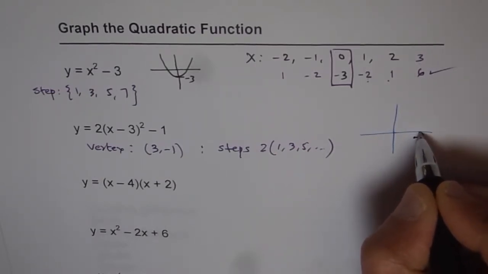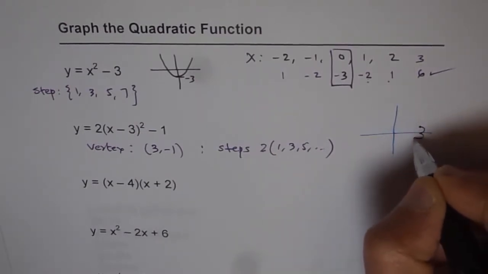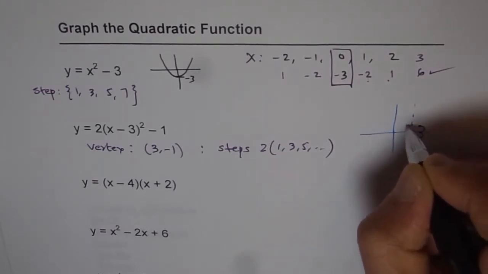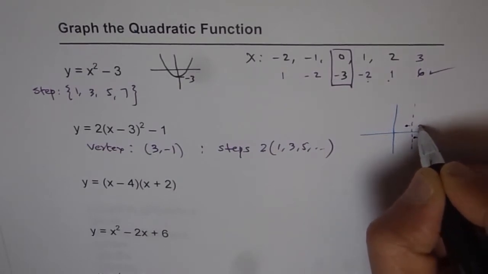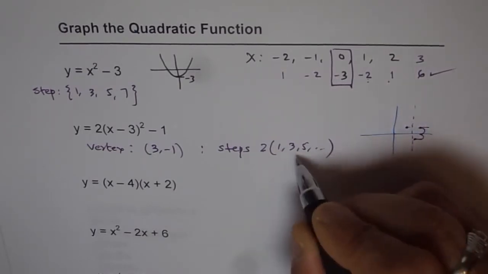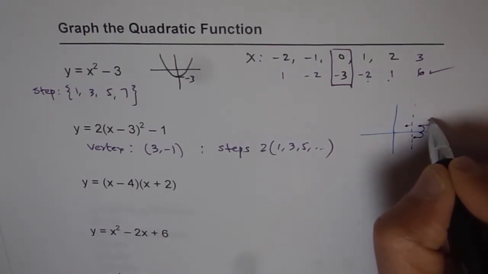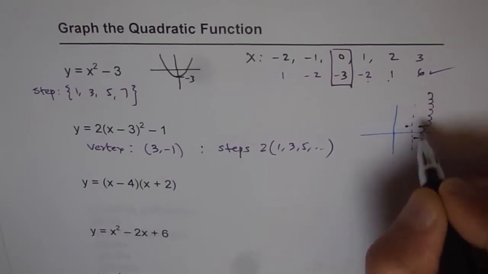That means 1, 2. So you get the second point. Remember, this is the vertex, so there is a line of symmetry here. Immediately you know the point corresponding to 1 left, right? Now you move 1 more step to the right and the steps will be 6. So go 6 steps up. 1, 2, 3, 4, 5, 6. You get your next point.